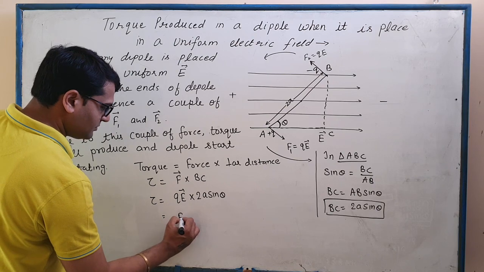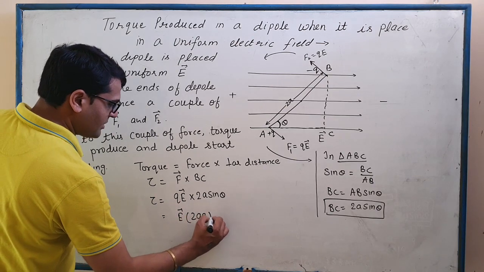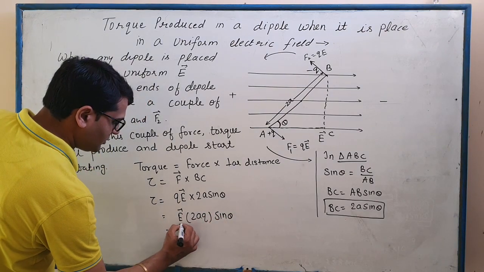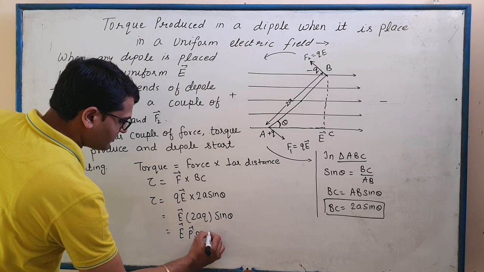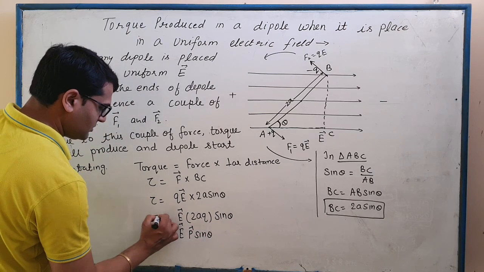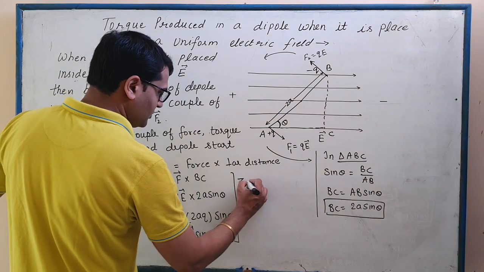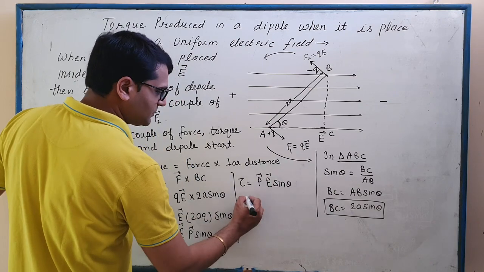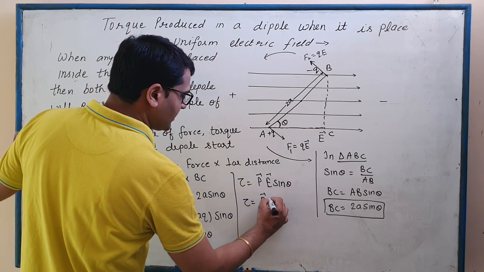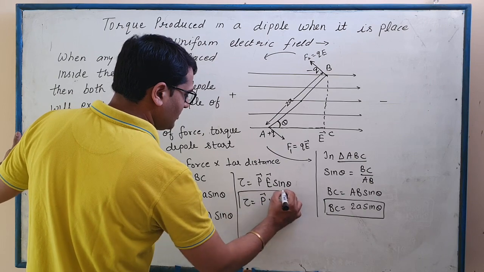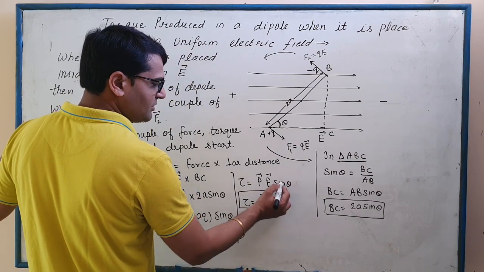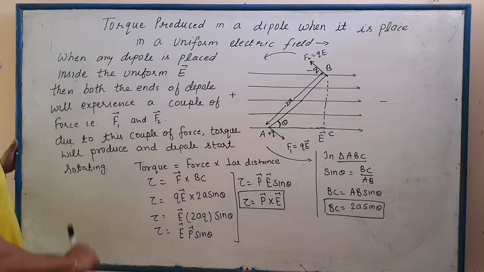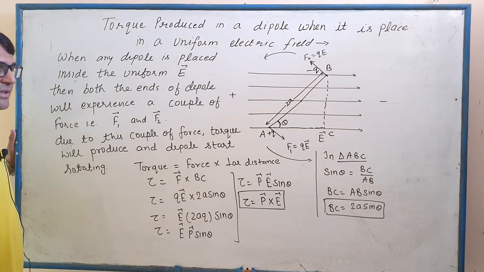Now we know that 2A and Q give us the dipole moment. So E into P into sine theta. So here torque is equal to P E sine theta, or we can rewrite it as P cross E, because when we evaluate this cross product, we get sine theta. So this is the torque produced in a dipole when it is placed inside an electric field.